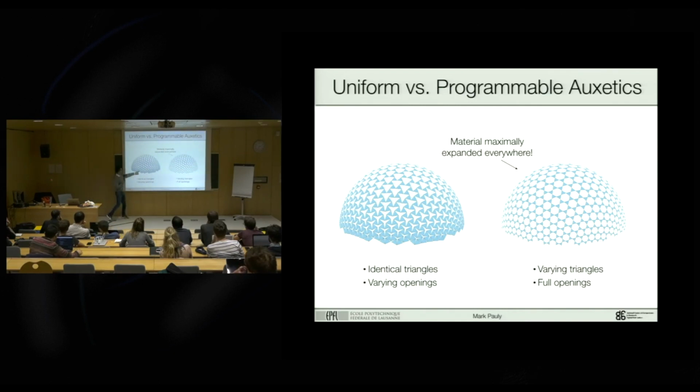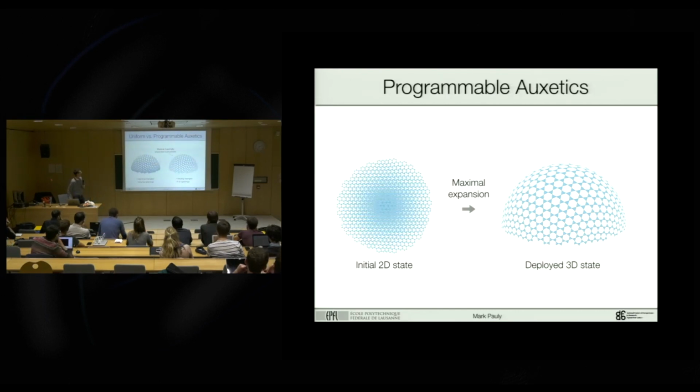Here, these blue triangles are all the same, and the openings are different. Here, everything is fully opened, but the triangles are not the same anymore. So if you look at this in the undeformed 2D state, it actually looks like that. So this material is programmed towards this shape once you maximally expand it. Okay? And that's actually retaining the simplicity of fabrication, because we laser cut these things anyway. Right? Who cares whether we cut a perfectly regular pattern or this type of pattern?